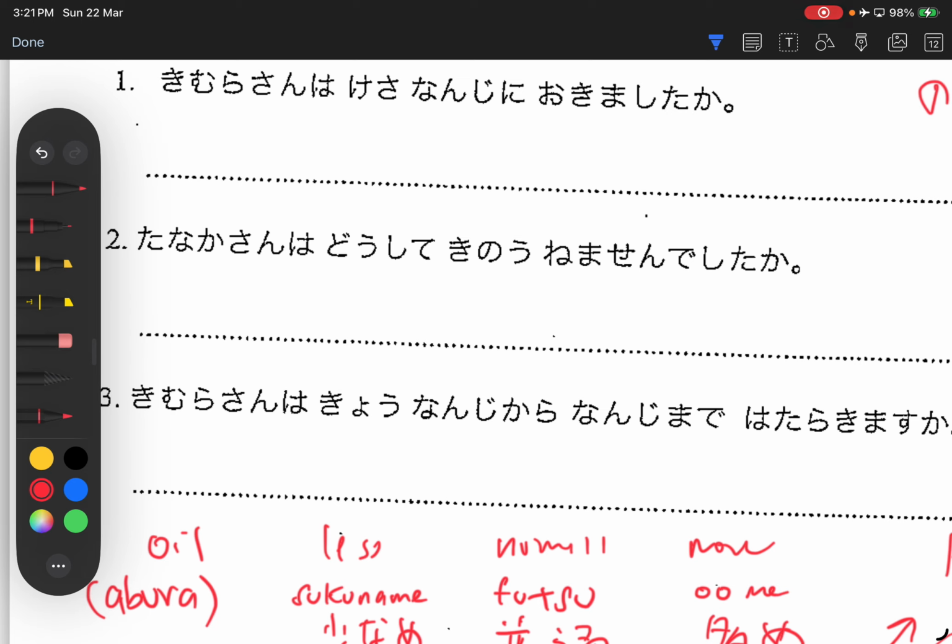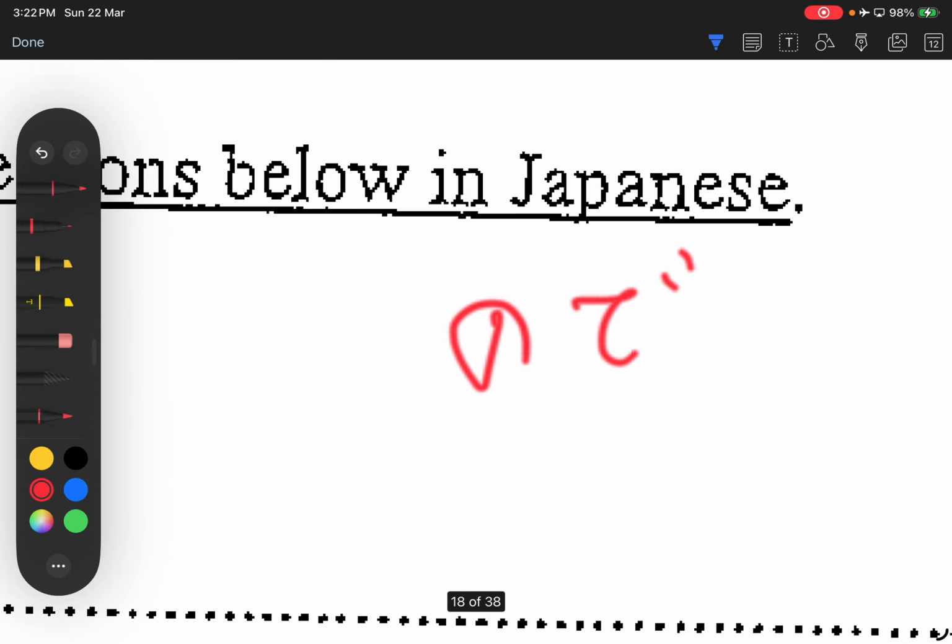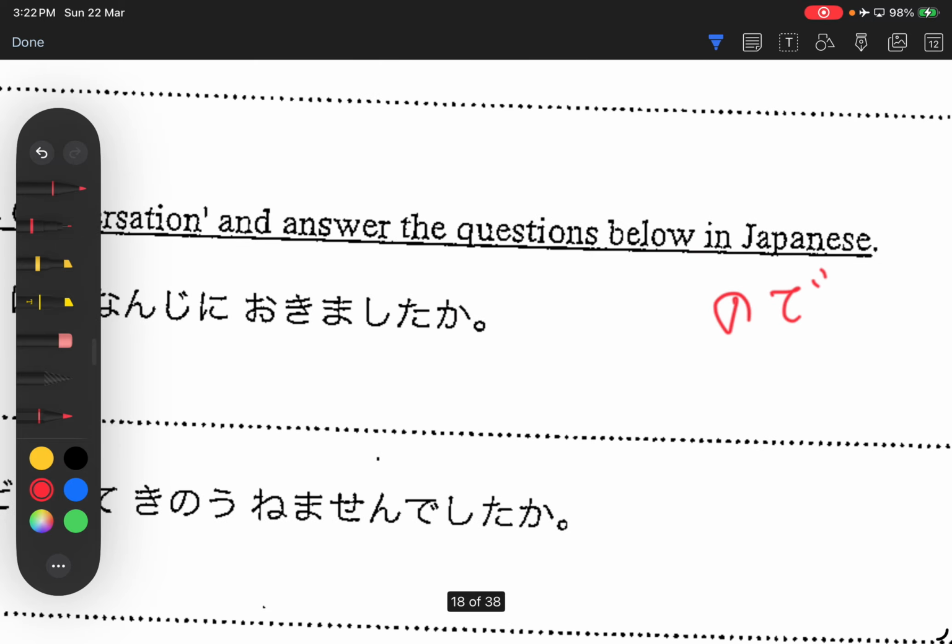So this kara, no, it's not the timing like from what time to what time. This kara is to give a reason. It's like 因为. So what if I want to add the English exam? If you want to add the English exam, we will need to learn this particle called node. So node is another kara. But we cannot have two kara in one sentence. So we will say 英語の試験がありますから. So があります is have.